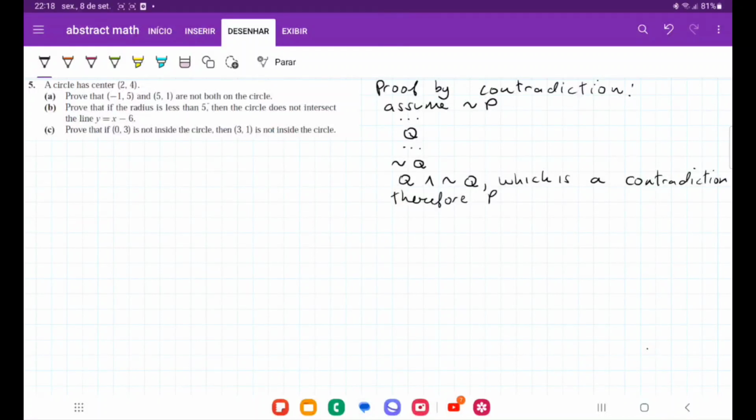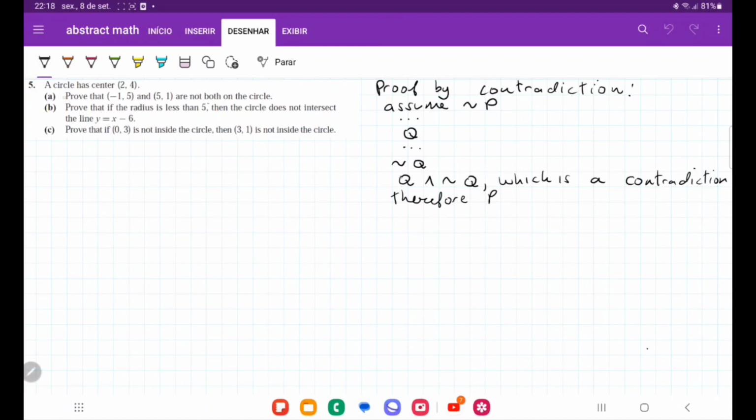So for number 5, we want to prove these statements about a circle, and we're going to use proof by contradiction. Proof by contradiction goes like this. You assume not P, then you develop the proof, show that it leads to some proposition Q, show that it leads to not Q, and so you're going to have Q and not Q, which is a contradiction. So your assumption must have been false, and therefore P is true.